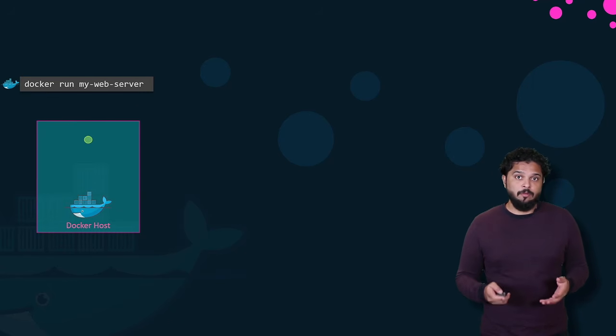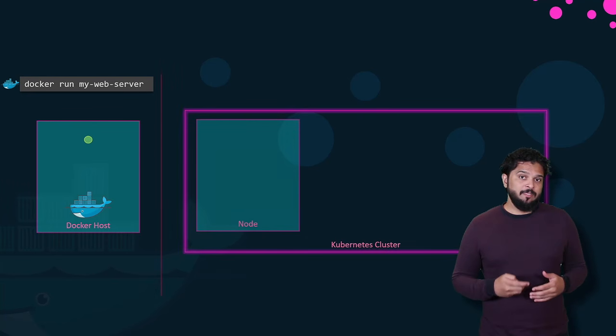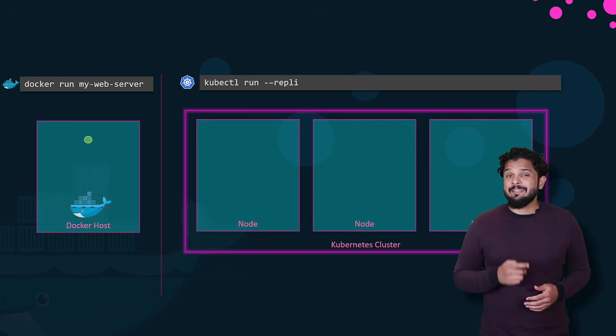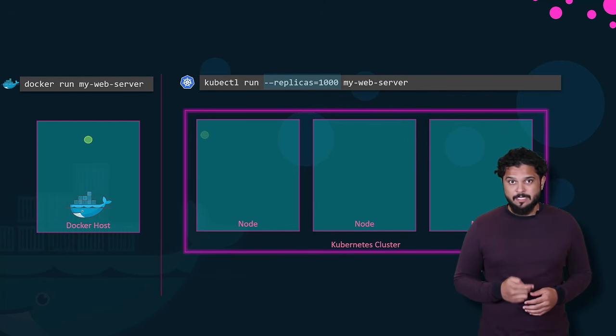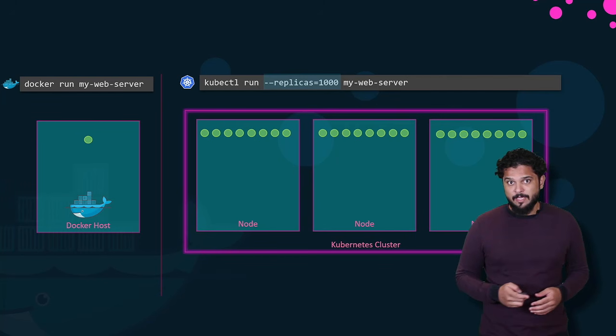With Docker, you were able to run a single instance of an application using the Docker CLI by running the docker run command, which is great. Running an application has never been so easy before. With Kubernetes, using the Kubernetes CLI, known as kubectl, you can run 1,000 instances of the same application with a single command. Kubernetes can scale it up to 2,000 with another command.